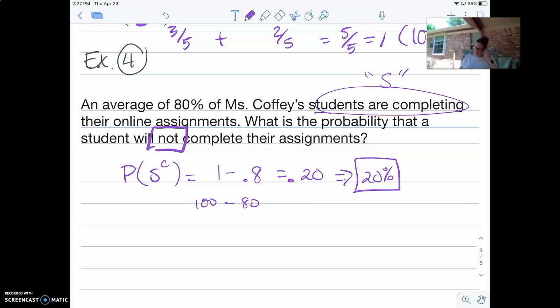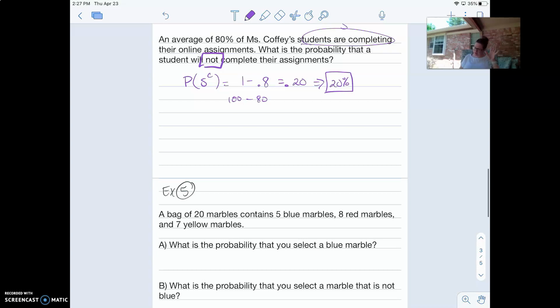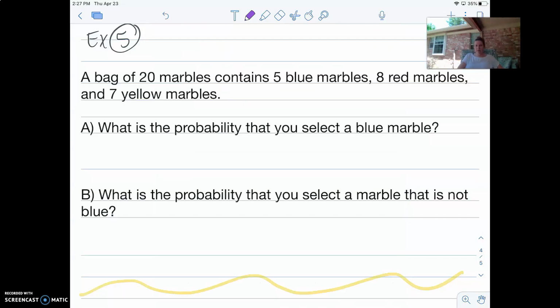Okay, let's do another one kind of related to that. And this is just a good example in general that you will have something similar. This is similar to the spinner. Look at the spinner problems on your Pearson homework. Okay, a bag of 20 marbles contains 5 blue marbles, 8 red marbles, and 7 yellow marbles. What is the probability that you select a blue marble?